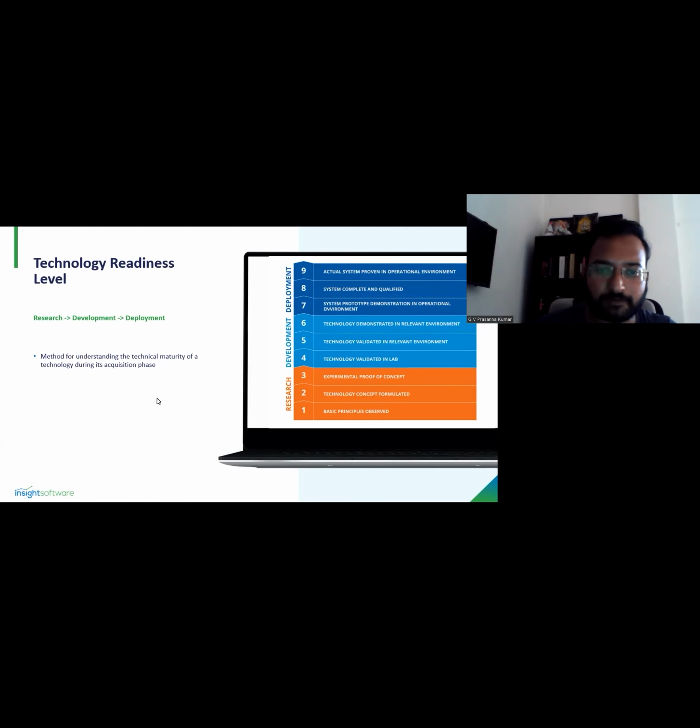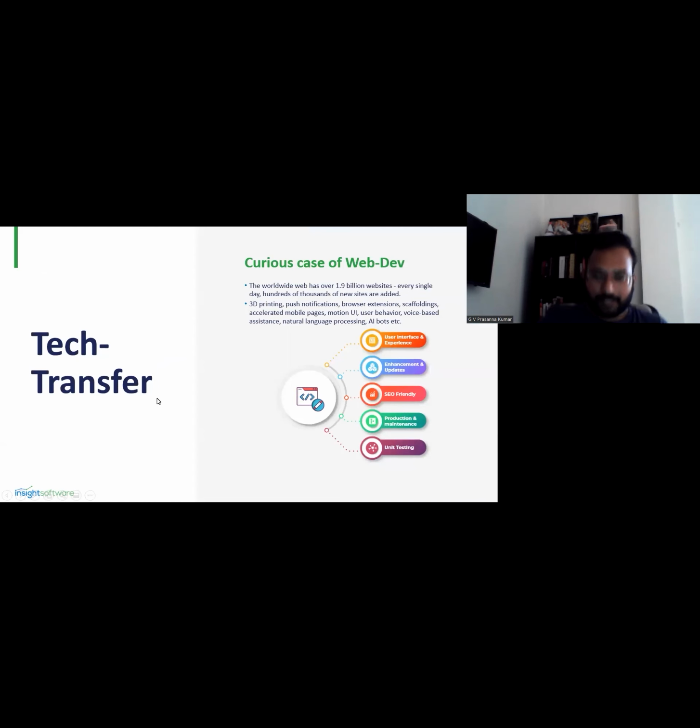Let's go to the next part of the session: tech transfer. Here we'll be purely focusing on the web development standpoint. There are different kinds of development which we would be doing: enterprise level applications, client level applications, backend applications, database specific applications, and UI specific applications. I'll be purely focusing on the UI part of the development.